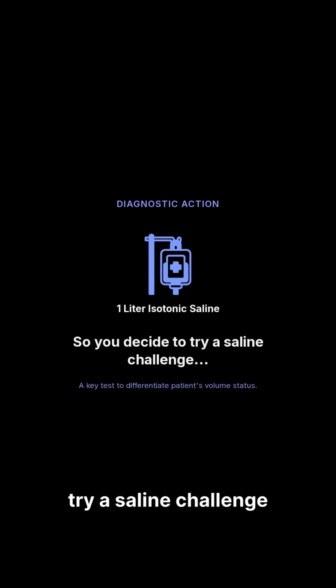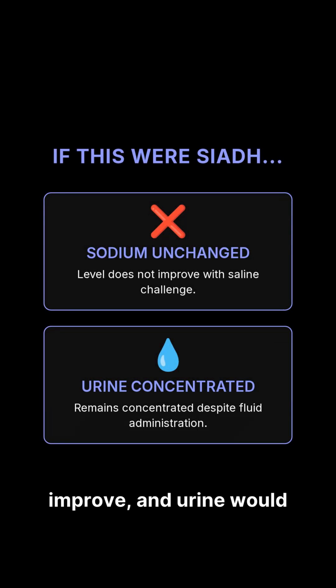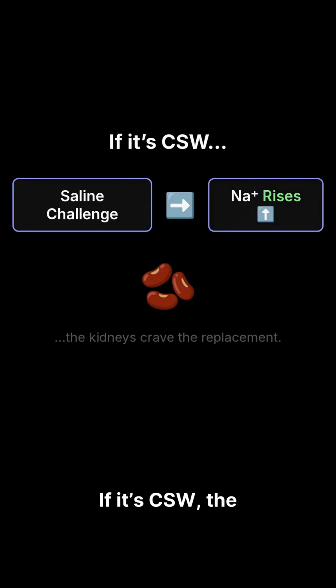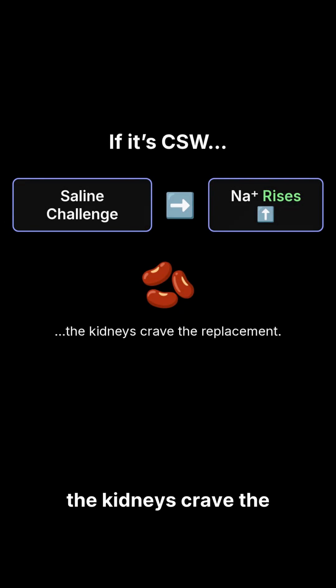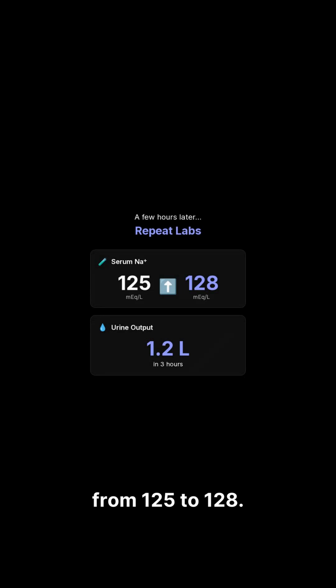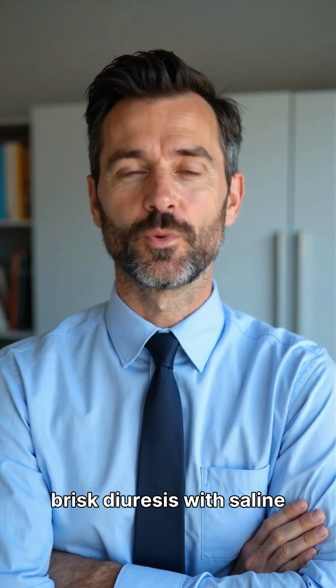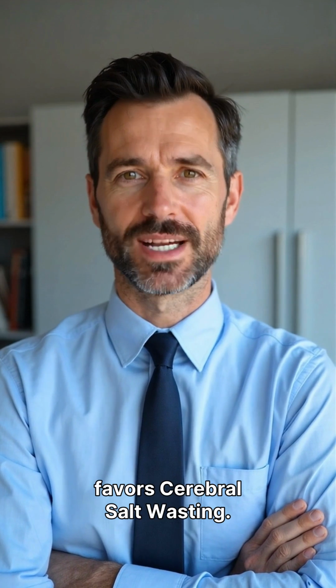So you decide to try a saline challenge, 1 liter of isotonic saline. If this were SIADH, the sodium should not improve and urine would remain concentrated. If it's CSW, the sodium should rise, the kidneys crave the replacement. A few hours later, the repeat labs come back. Serum Na from 125 to 128. Urine output brisk, 1.2 liters in 3 hours. Your heart leaps. Brisk diuresis with saline favors cerebral salt wasting.